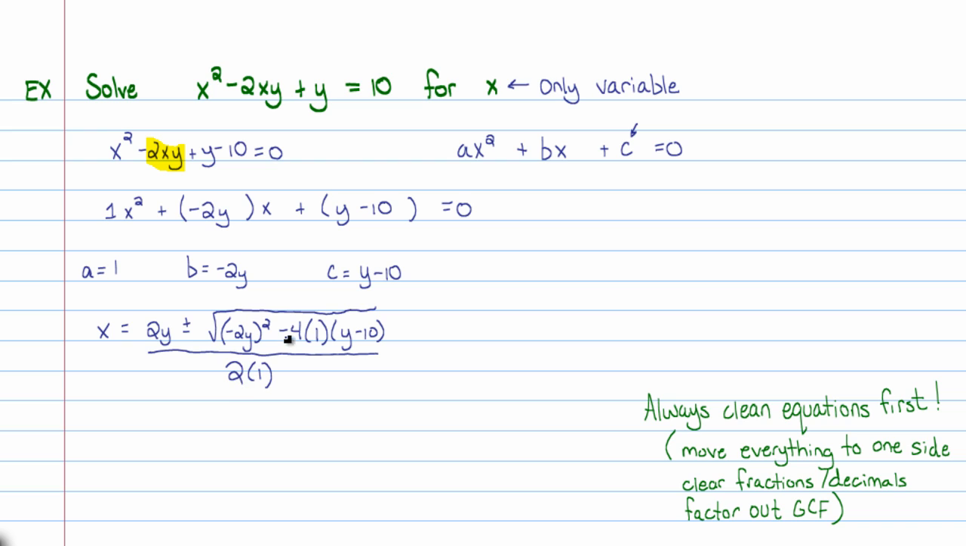So let's go ahead and clean this up. Very important that you know how to clean all this stuff up. Use all your skills from previous courses. Let's see, negative 2y being squared is a 4y squared. And then I'm going to just distribute this negative 4 into this y minus 10. So I'll get a negative 4y plus 40. And this is all being divided by 2.